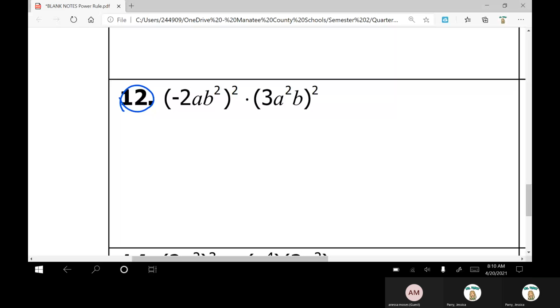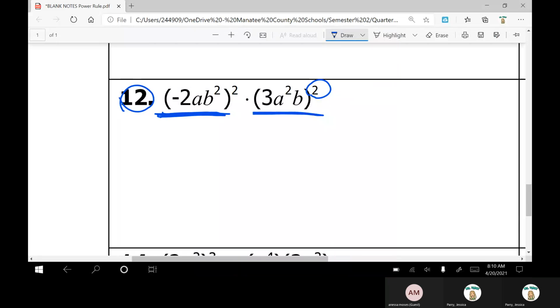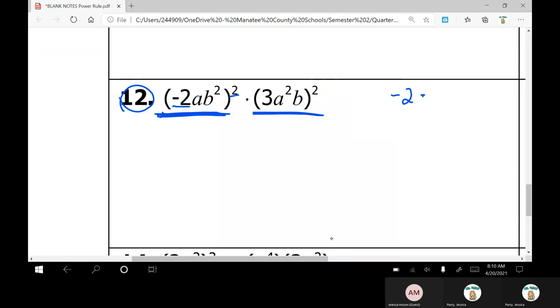Sometimes you'll have some coefficients as well. But for both of these, we have power to a power, power to a power. So let's go ahead and simplify both of those first. This is what we worked on today. So let's do first -2 squared, or -2 times -2 is +4.